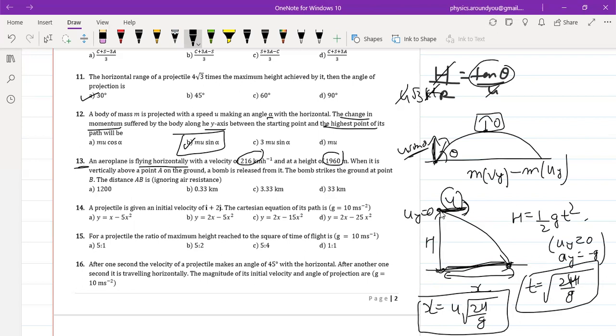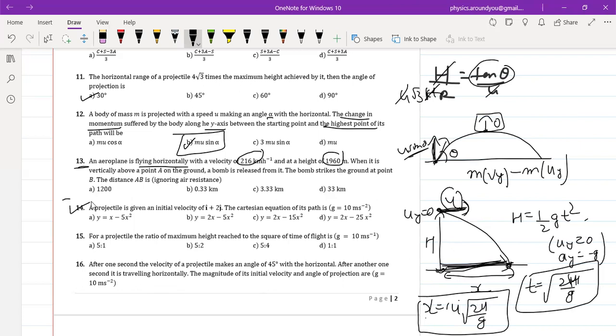The time it takes for the package to strike the ground is given as root of 2h by g. In the same time, it travels a certain horizontal distance forward, which is u times square root of 2h by g, because distance is speed into time. So speed is u, time is root of 2h by g.